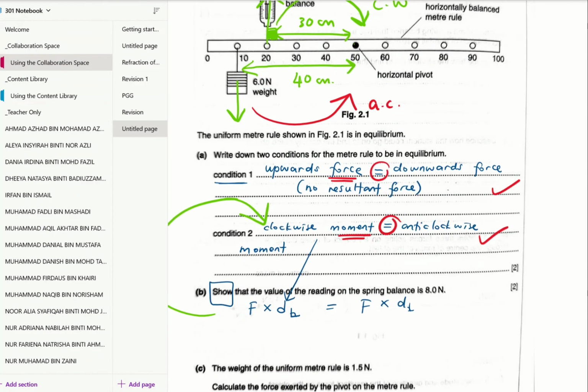Okay, then we write 30. No, that's the force side. So you better follow the formula. So F, which we want to know, times 30 cm, equals the 6 Newton force times 40 cm. So what do you get for the F? So it is proven F equals 8 Newton. Shown, proven. Okay.